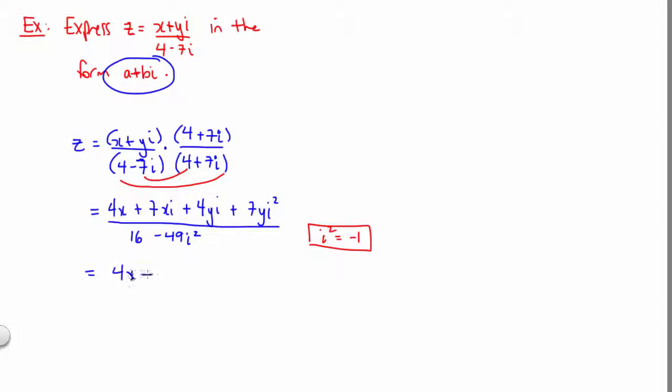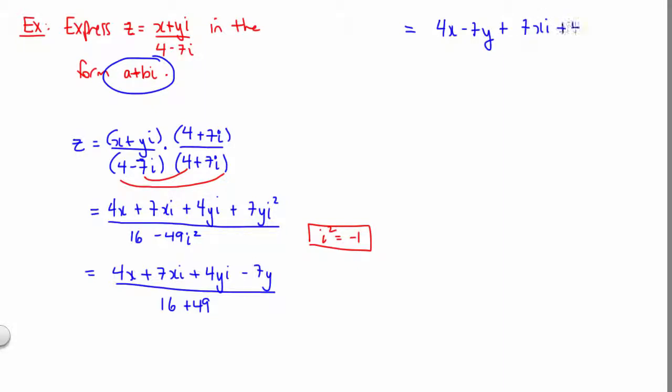So on top we've got 4x plus 7xi plus 4yi minus 7y, and in the denominator 16 plus 49. So if we continue to clean this up a little bit more, in the numerator, let's group the real terms at the beginning. So 4x minus 7y, and we'll put the imaginary terms at the end, plus 7xi plus 4yi. And in the denominator, we've got 65.